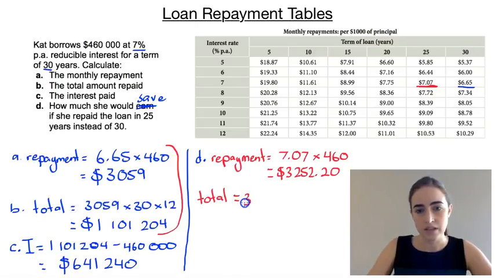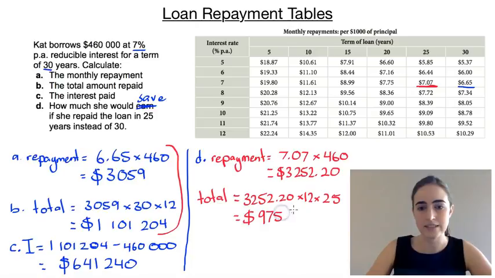is now going to be that $3,252.20 times, so per month, so we'll times by 12 to get it in a year, and then it's over 25 years. If we pop that in our calculator, we'll end up with $975,660. So even though her monthly repayments were more, her total ends up being significantly less.